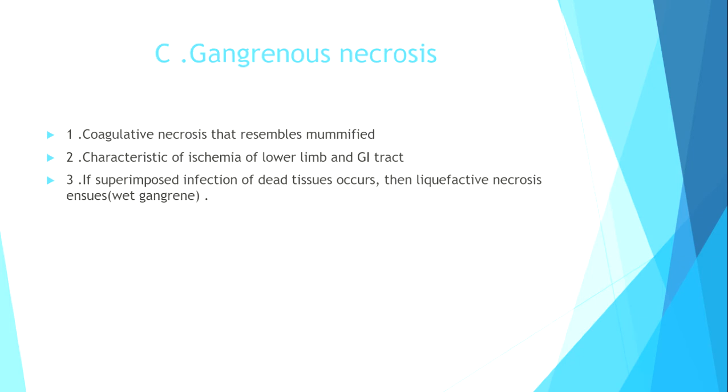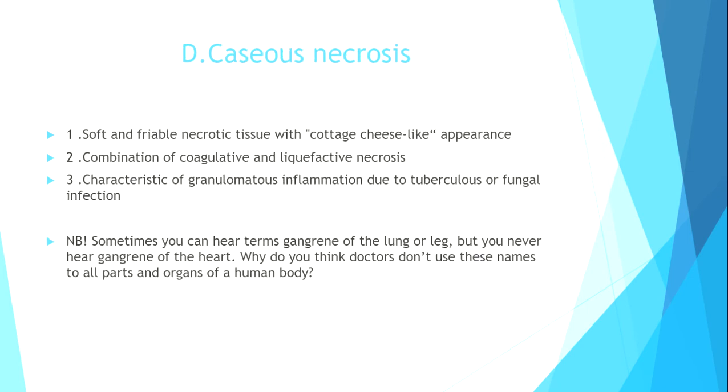Gangrenous necrosis. Coagulative necrosis that resembles mummification. Characteristic of ischemia of the lower limb and gastrointestinal tract. If superimposed infection of dead tissues occurs, then liquefactive necrosis ensues: wet gangrene. Caseous necrosis. Soft and friable necrotic tissue with a cottage cheese-like appearance. Combination of coagulative and liquefactive necrosis. Characteristic of granulomatous inflammation due to tuberculosis or fungal infection.